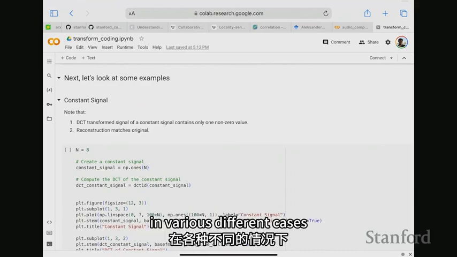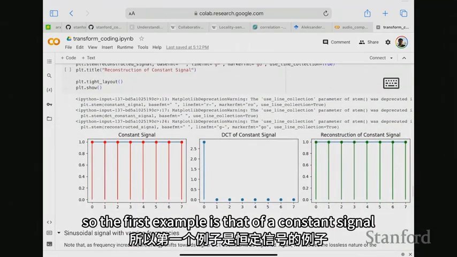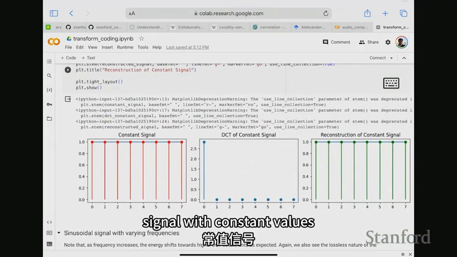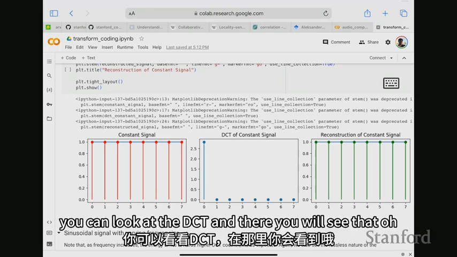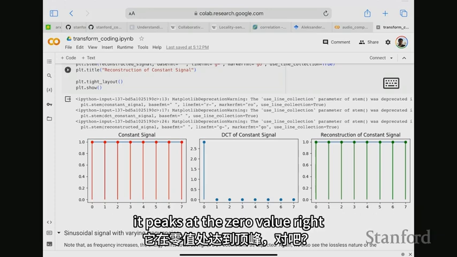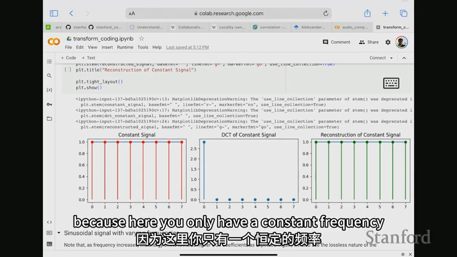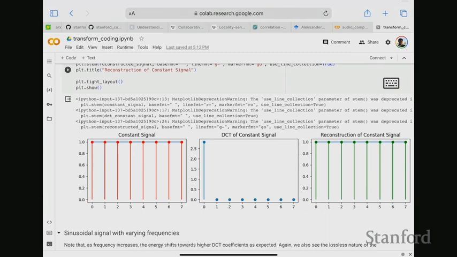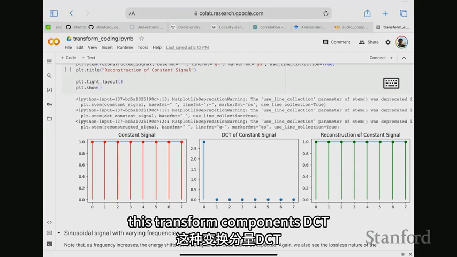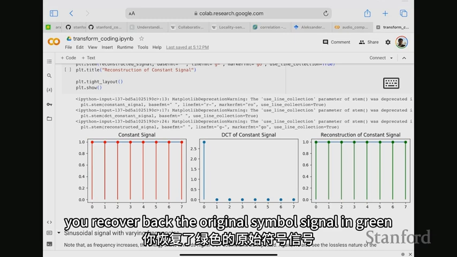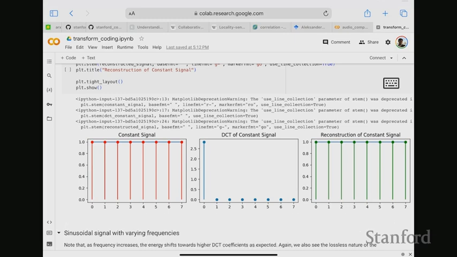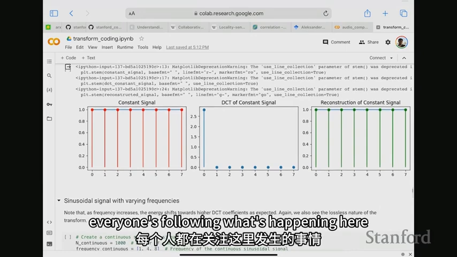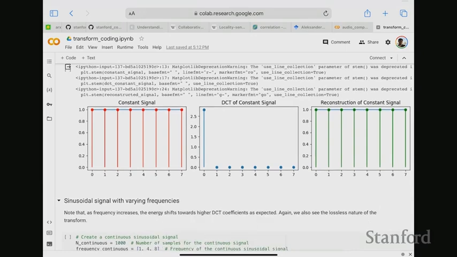Now let's look at some examples of what happens when you apply the DCT in various different cases. The first example is that of a constant signal. Suppose you had a signal with constant values. You can look at the DCT, and you will see that it peaks at the 0 value. That makes sense because here you only have a constant frequency, nothing else. Then when you take the IDCT of these transform components, you recover the original signal in green. Everyone's following what's happening here, roughly?